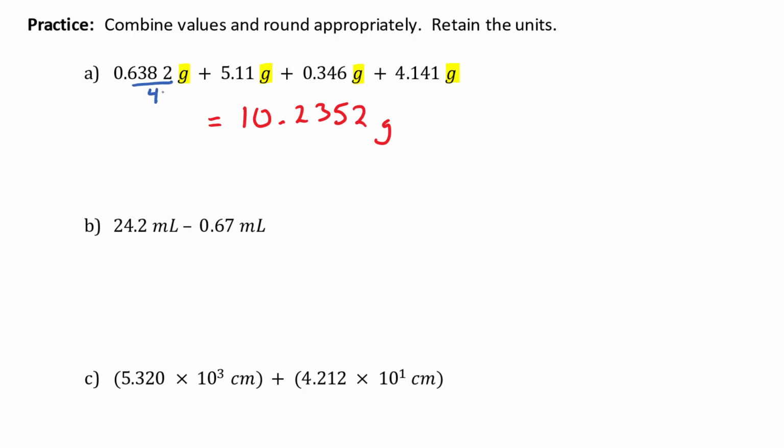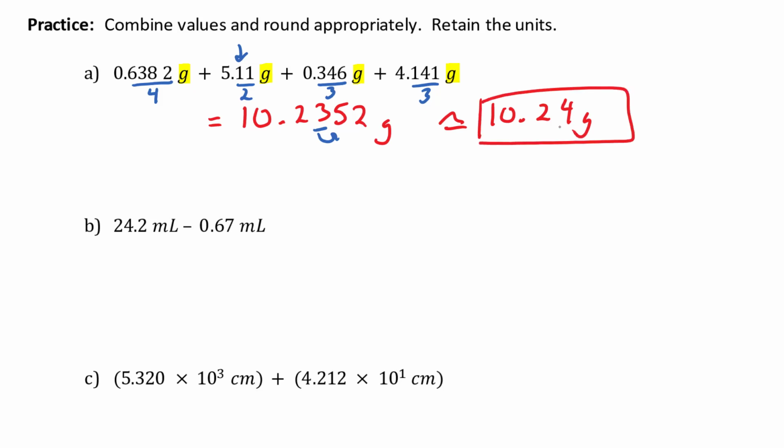Now let's look at significant digits. First one here has 4 decimal places, 2 decimal places, 3 decimal places, 3 decimal places. So 2 is the lowest number, so we're going to round off to 2 decimal places. This becomes 10.24 grams.